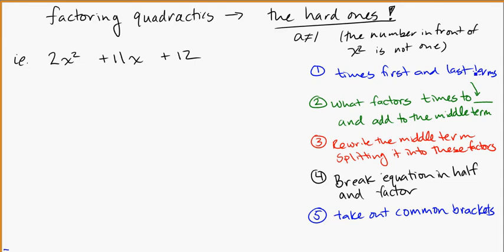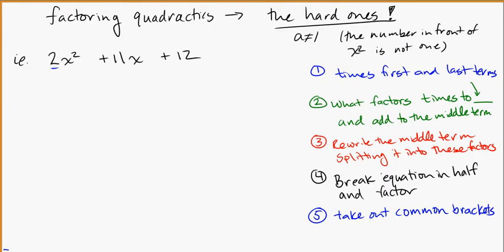In this video we're going to be factoring quadratics, the hard ones, the ones where a is not equal to 1. And what I mean by that is the number in front of the x squared is not 1. For instance, in this problem we have 2x squared plus 11x plus 12. So there's a few steps that we'll follow, written out 1 to 5 here.